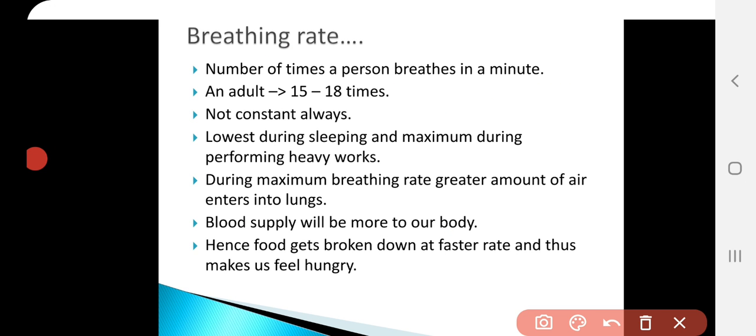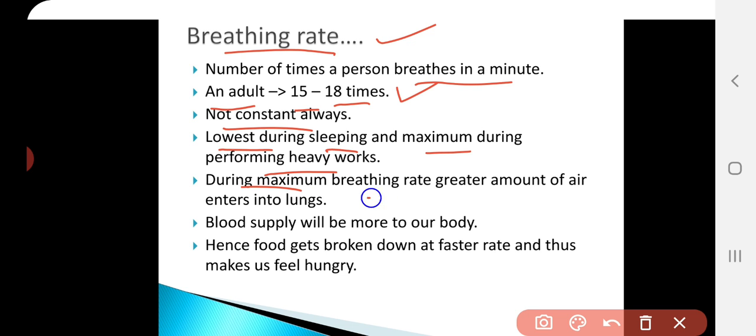Breathing rate. How much time we take for an inhalation and exhalation is measured. That is called breathing rate. The number of times a person breathes in a minute is the breathing rate. An adult has 15 to 18 times of inhalation and exhalation under normal conditions. This breathing rate will not always be constant. It will be lowest during sleeping and maximum while performing heavy work.